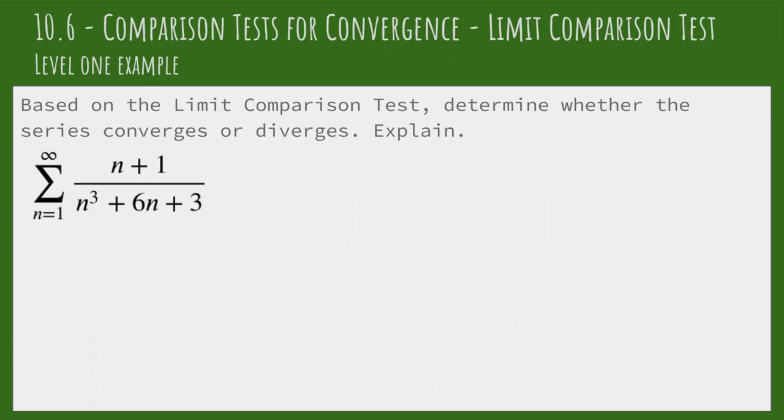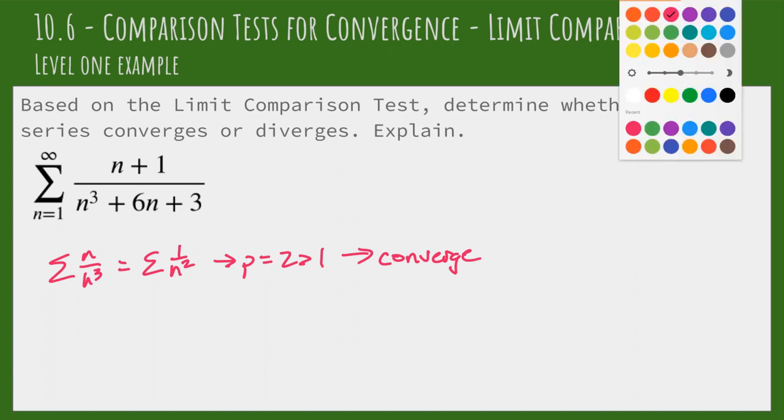This one we're going to compare to n over n cubed. So we're going to look at the series n over n cubed, which is the same thing as 1 over n squared, which is a p-series with p equal to 2, which is greater than 1. Remember, with a larger p-value, the denominator is bigger, which makes the term smaller, and this is going to converge. So again, if I've made a good choice with my comparison series, then they're both going to do the same thing, and our test series should converge.